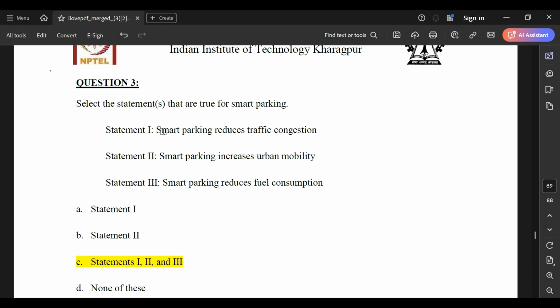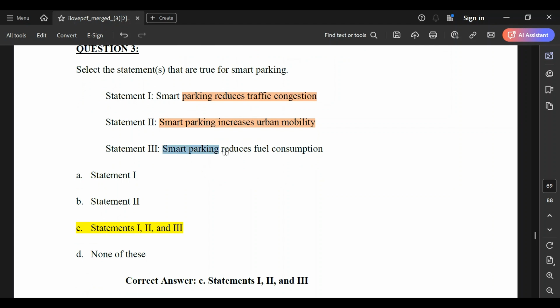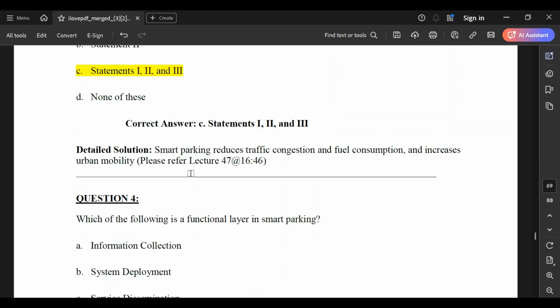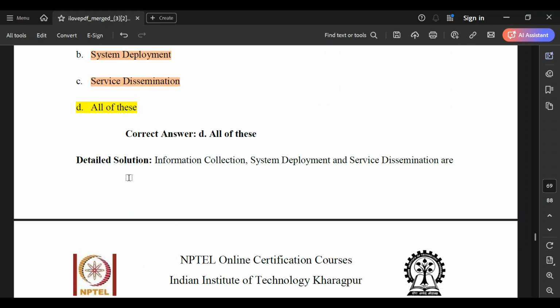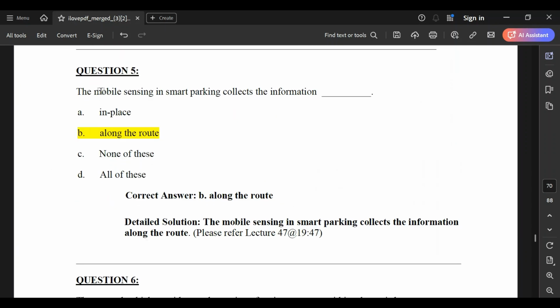And the statement: smart parking reduces traffic congestion. It is true. Smart parking increases urban mobility. It is true. Smart parking reduces fuel consumption. It is true. So all the statements are true. Which of the following is a functional layer in smart parking? So you can see information collection, obviously, system deployment, service dissemination. So all of these options are true regarding smart parking. The mobile sensing in smart parking collects the information along the route, so it makes it easy to collect the information.